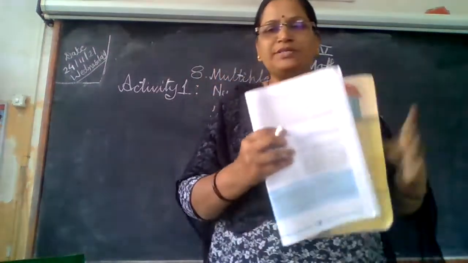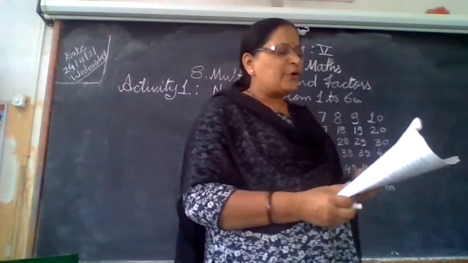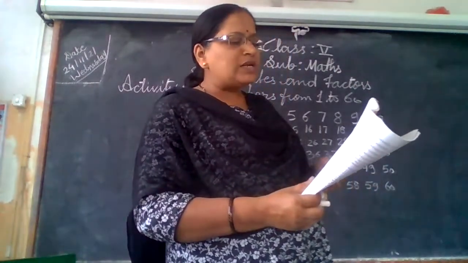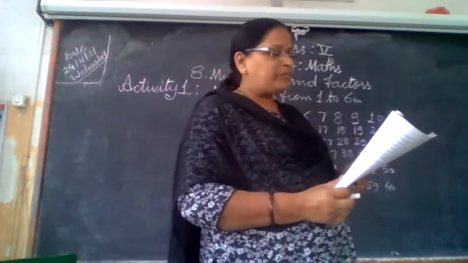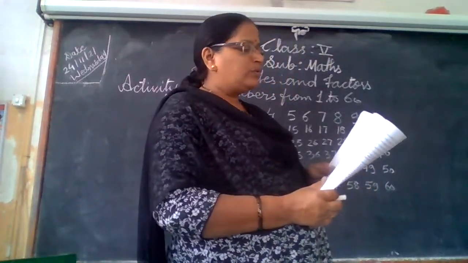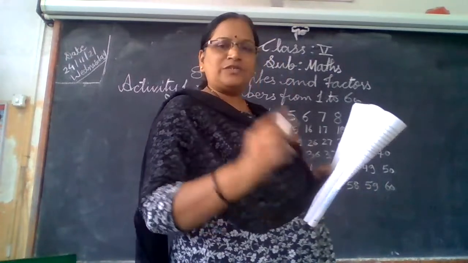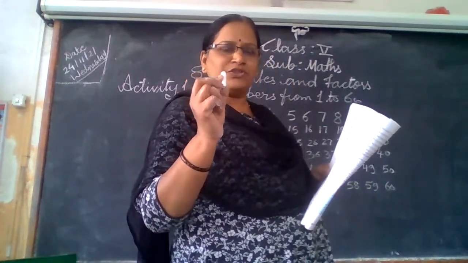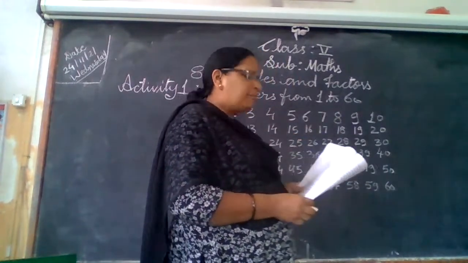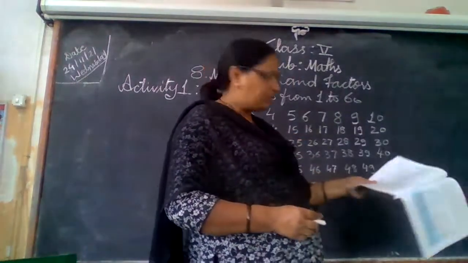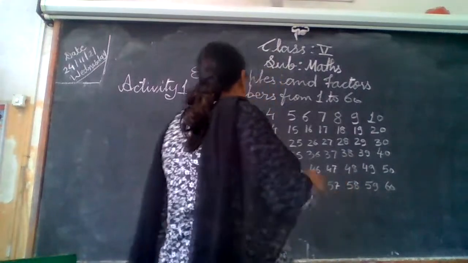Okay, now what is given next? Draw a blue circle around the multiples of 2. Children, here I am having only white chalk, so I am circling the multiples of 2. It means you have to circle all the even numbers.